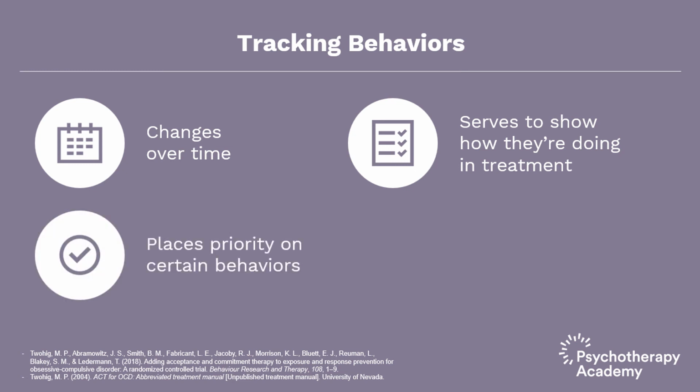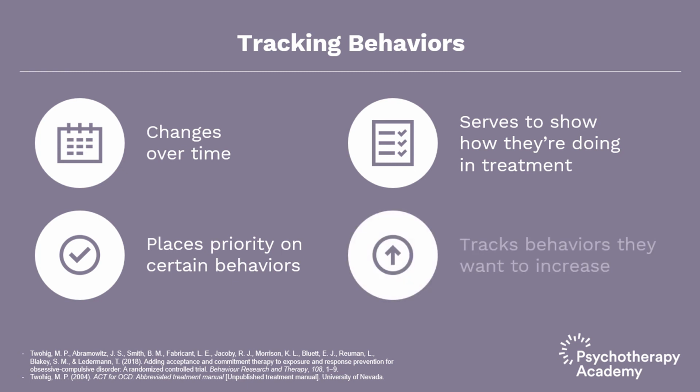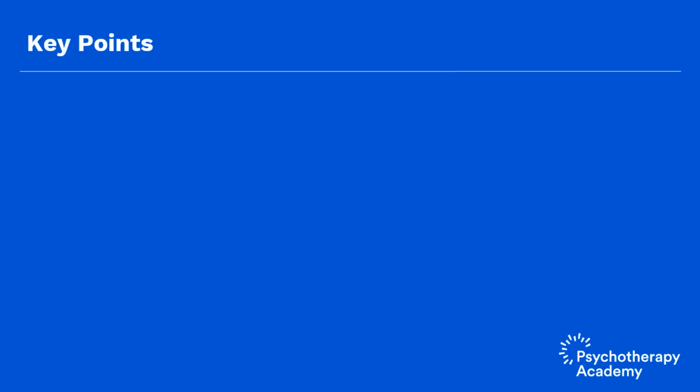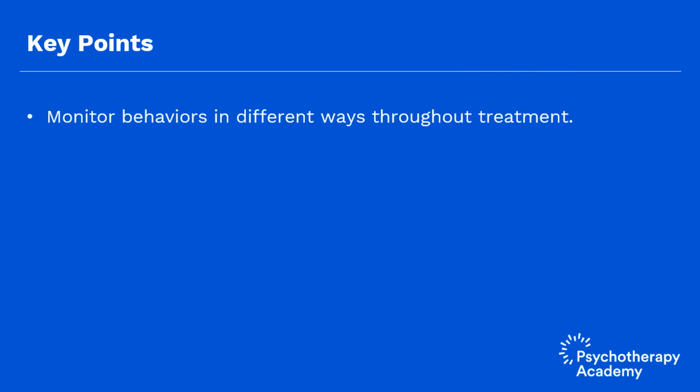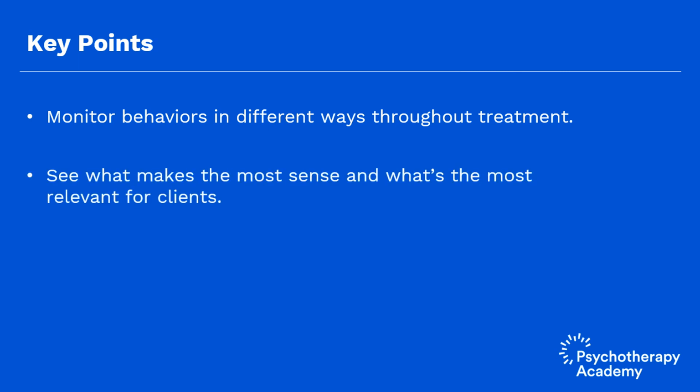And so we're not just looking to stop compulsions, we're also looking for them to live a meaningful life. And so if you're going to track behaviors, I also really want to recommend putting ones in there that they also want to increase so you can celebrate when these things increase as well. So some key points here are that you can monitor their behavior in different ways throughout treatment. And you'll want to discuss that with the client to see what makes the most sense to them and what's the most relevant for them.